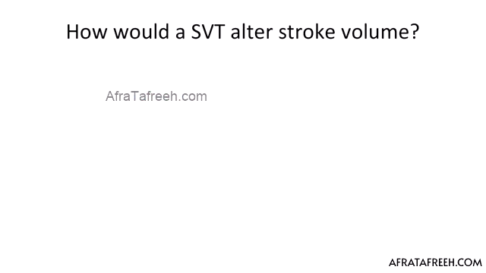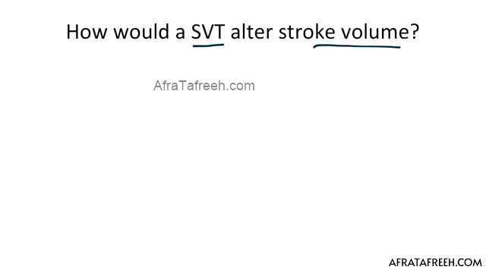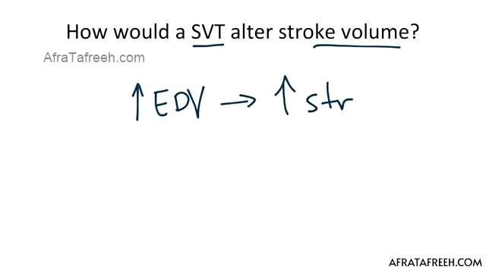How would a supraventricular tachycardia, or SVT, alter stroke volume? In an SVT, the atria are depolarizing more often than the ventricles, which means more blood is reaching the ventricles during diastole, so the end diastolic volume goes up. So an increased end diastolic volume. As the end diastolic volume increases, the heart is stretched more, so the heart increases the amount of blood it pumps. In other words, the stroke volume increases. We'll talk about this idea more when we get to the Frank-Starling curve.